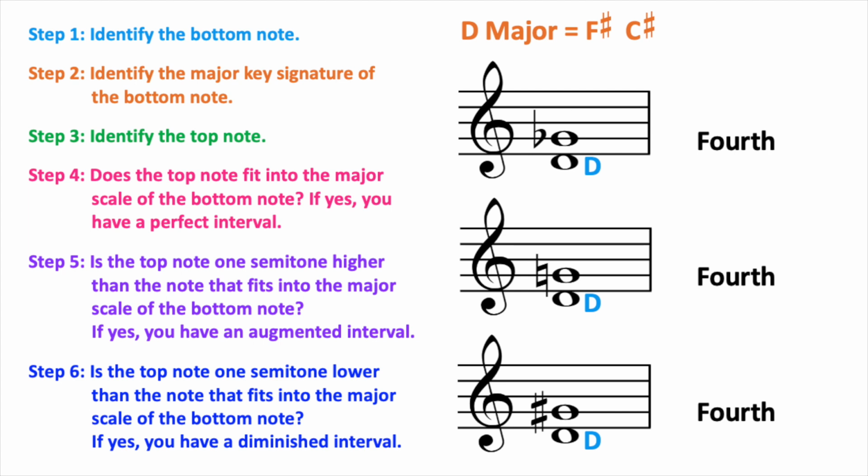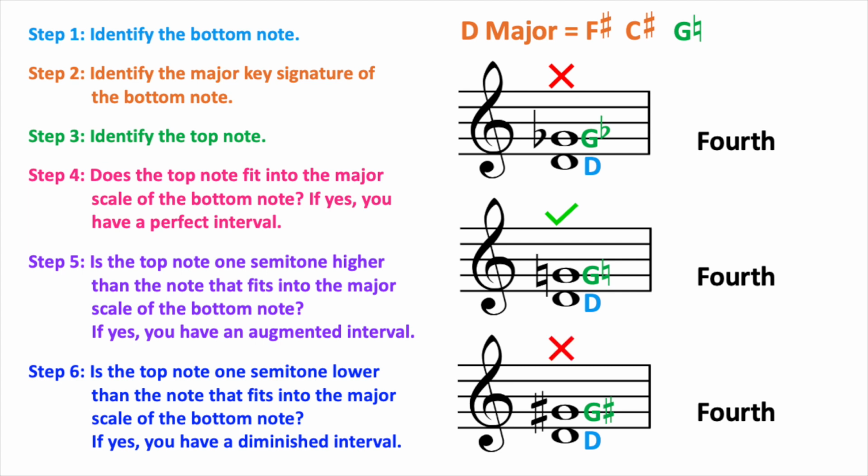The top note of our interval is a G, be it a flat, natural, or sharp, and we know that in the key of D major we have a G natural. Once we know this, we are able to answer the questions in steps 4, 5, and 6. Step 4 asks, does the top note fit into the major scale of the bottom note? In this first interval we have a D and a G flat, so the answer is no. In the second interval, we have a D and a G natural, so the answer is yes. And in the third interval, we have a D to a G sharp, so again the answer is no.